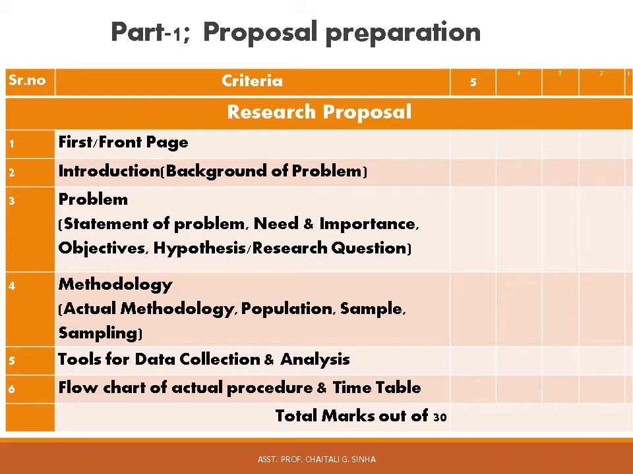Then you have to specify the population, the target population who will be benefited by your research. And you cannot do your research with the entire huge population. So you have to select certain people on whom you will conduct your work, and your work can be followed by the other population. That selection of people is known as sample. So you will write what your sample is.